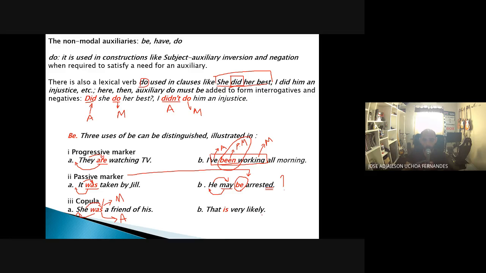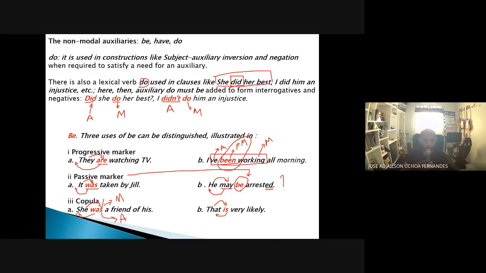Or that is very likely to happen. Okay? Is that very likely to happen? But is is the only verb. So it should be the main verb as well. We call this situation copula when it's auxiliary, and at the same time, the only and main verb of the clause.